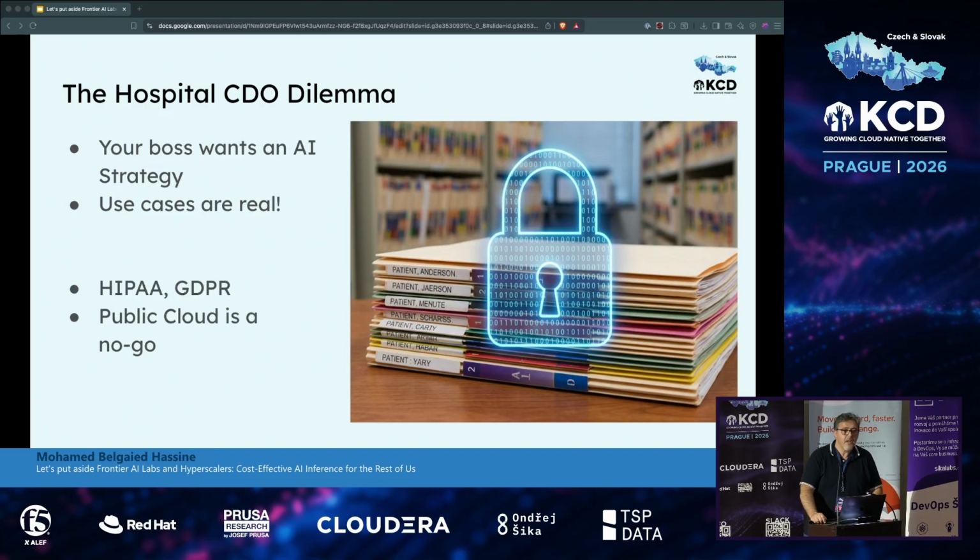However, the data that you have in hand is not easy to handle. It's really sensitive. It's not only personal data, but it's health data. So you have to comply with things like GDPR and HIPAA, etc. Because of that, the public cloud or public AI inference endpoints become really a no-go. You cannot just trust public services. You need to have something that is on-premise.